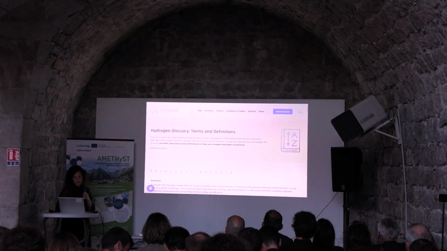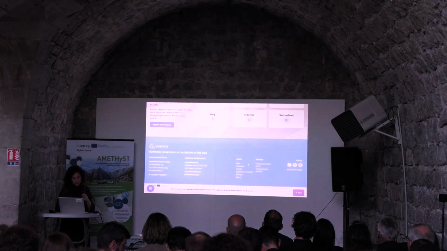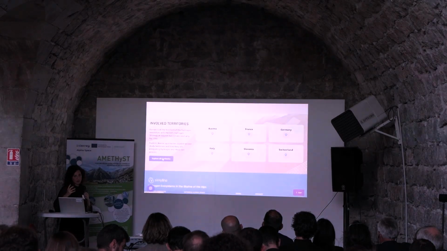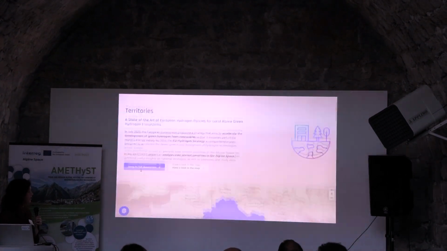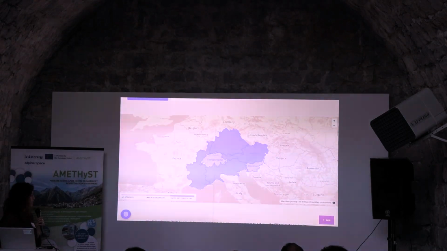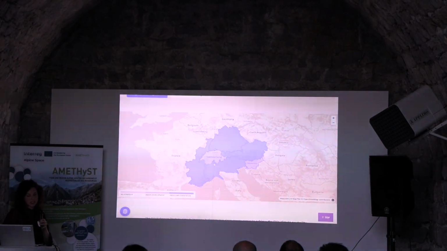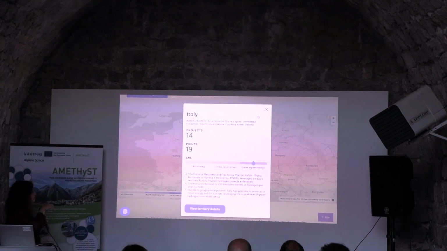And one additional thing I wanted to show you is the possibility to explore what's actually happening in the Alpine Space territories regarding policy and strategies. So this is a map that I already showed you. And clicking on each territory, you will be able to see for each state, for each country of the Alpine Space, what's going on at the national level.